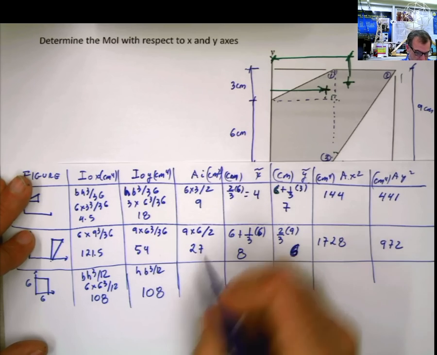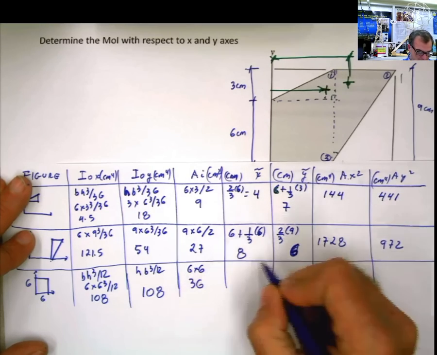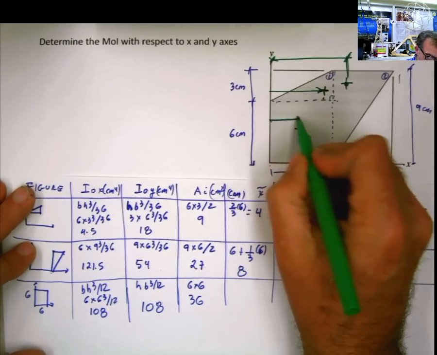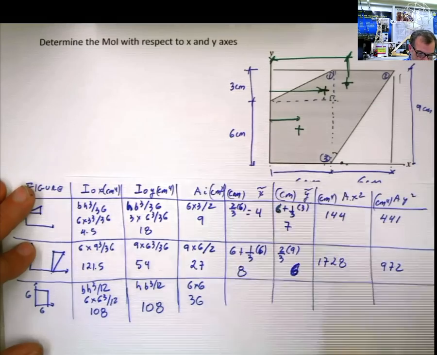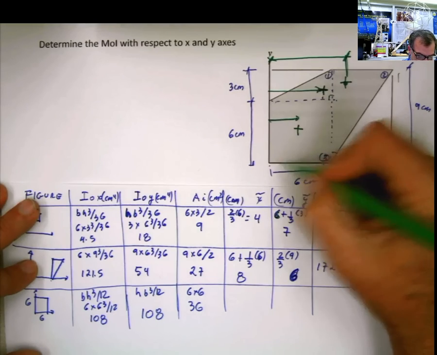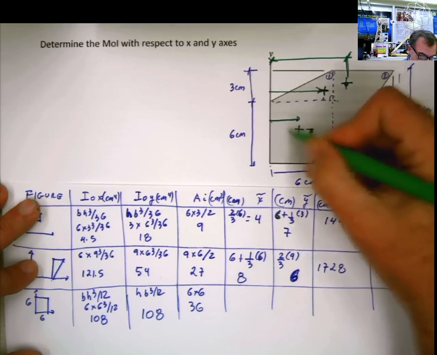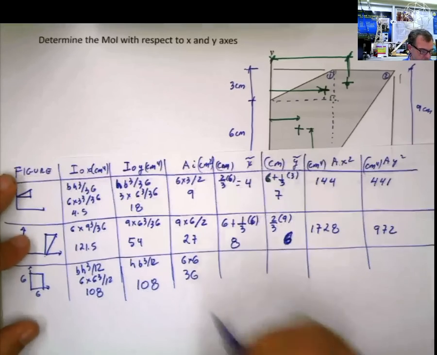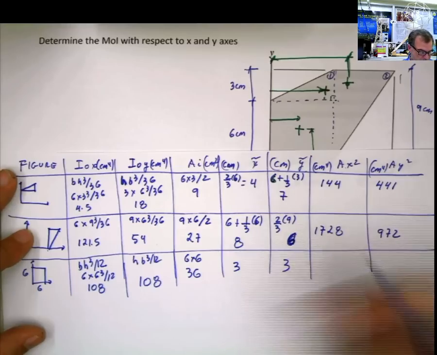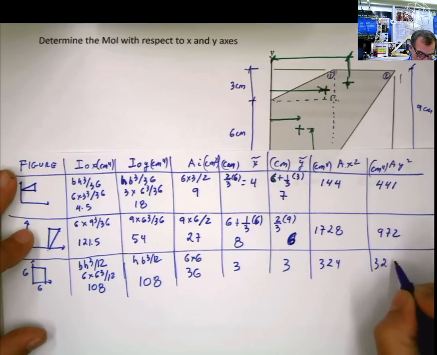Now area is 6 times 6, 36. X, what is x? X is the distance measured in x from my axis to the centroid. What is that? Well, if this is the center of this square, it has to be exactly at the center. This is 6, this is going to be 3. And in y is also this distance, which is also at the center of the square. So this is going to be 3, this is going to be 3, so this is going to be 36 times 3 squared, which is 9, that's 324, and same thing for this one, 324.